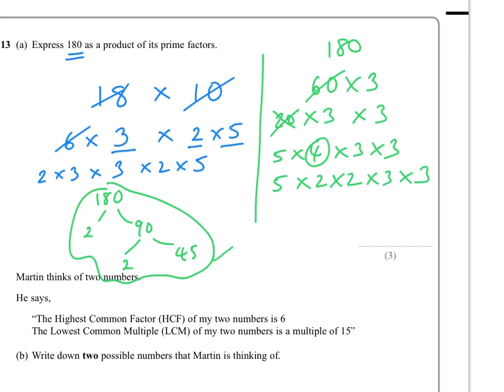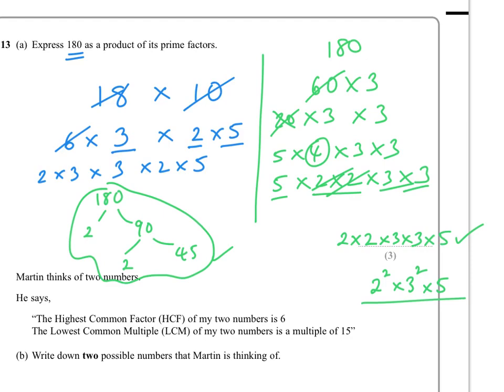Where here I then try and neaten it up a little bit. I start with the smaller ones first, and then 3 times 3, and then the 5. Sometimes students write 2 squared times 3 squared times 5. I'm sure that would be okay as well, but I'd probably leave it like that for GCSE.